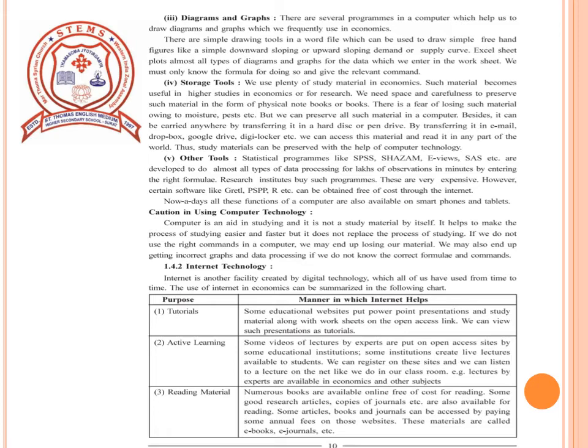Now research institutes buy such programs. These are very expensive. So the other point to note is that these software or programs are very expensive. However, certain software like Gretl, PSPP, R, etc. can be obtained free of cost through the internet. So other than the above said software, you can also use Gretl, PSPP, R, etc., which are free of cost and available on the internet. So, clear with these other tools?